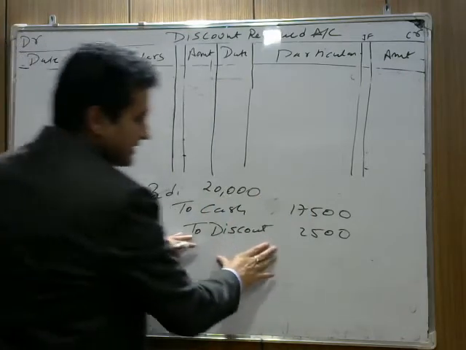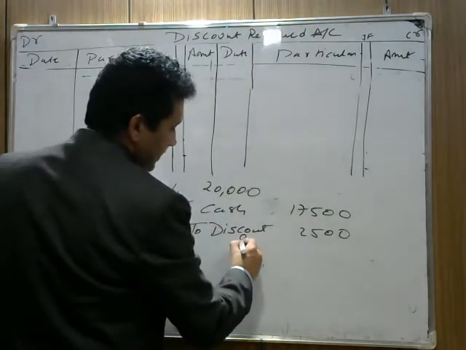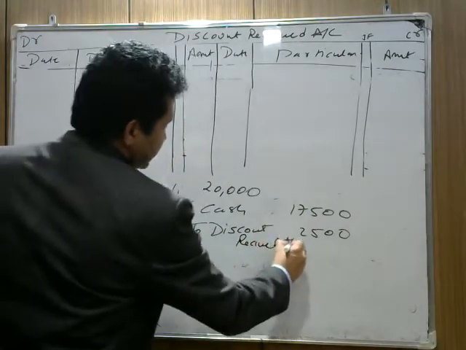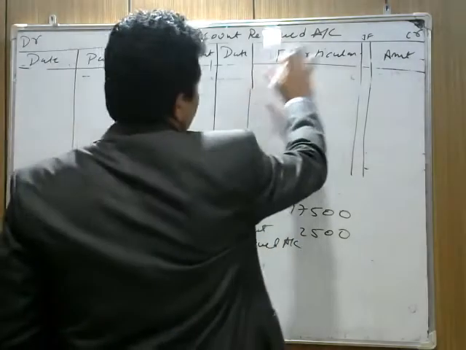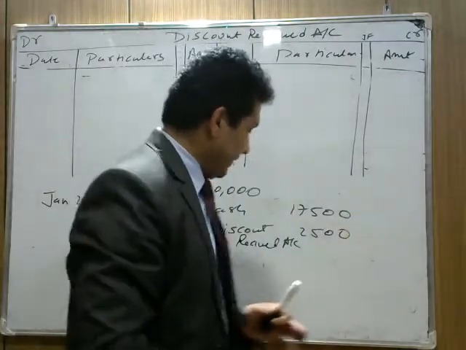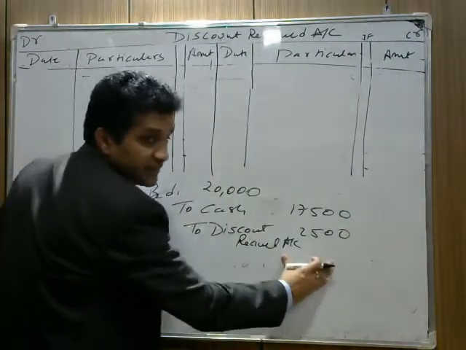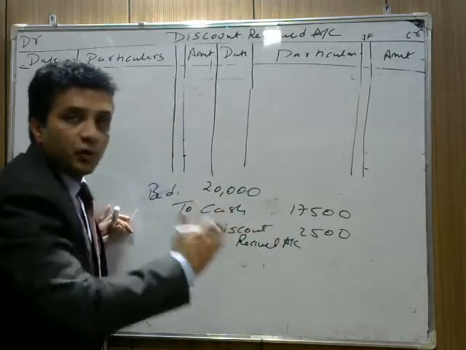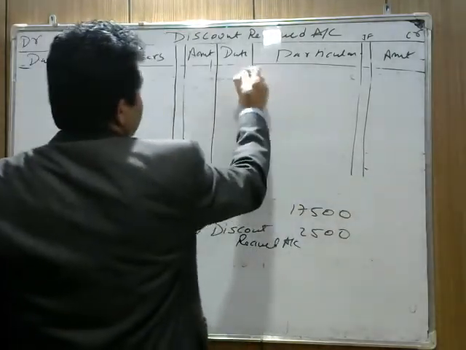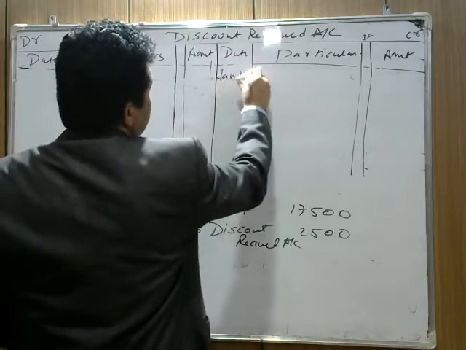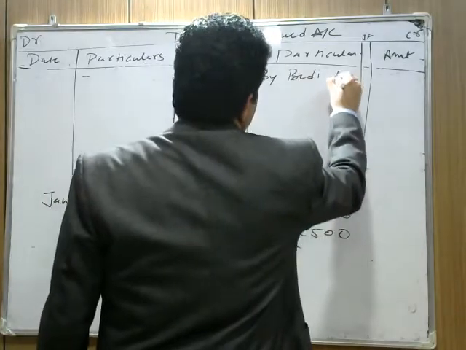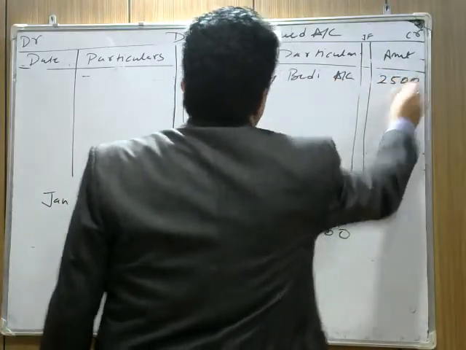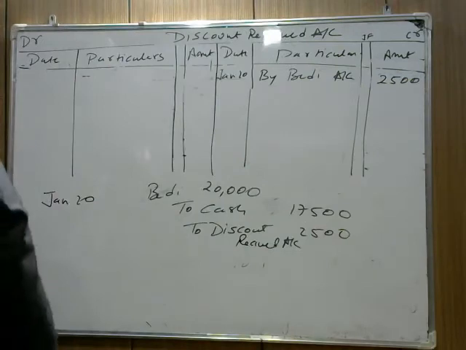Now if you check discount receive, that discount receive is the income for the firm, that's why it's credited. We write discount receive account. So here we are receiving discount from whom? Okay, we are receiving discount from Bedi. So discount receive is the income and all incomes are credited. Here if you see the discount receive is on credit side, that means हमें discount receive को credit करना है. So what do you write here? Date is Jan 20th. We write by Bedi account because from Bedi we receive a discount of 2,500.